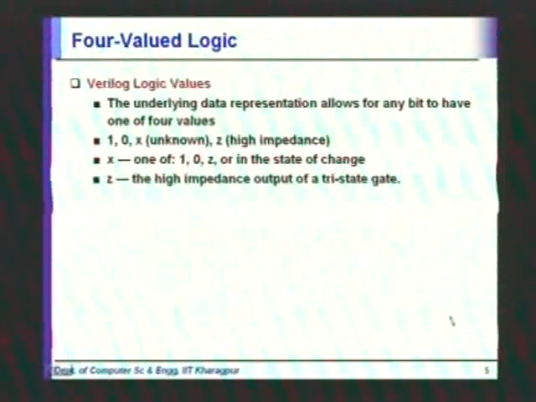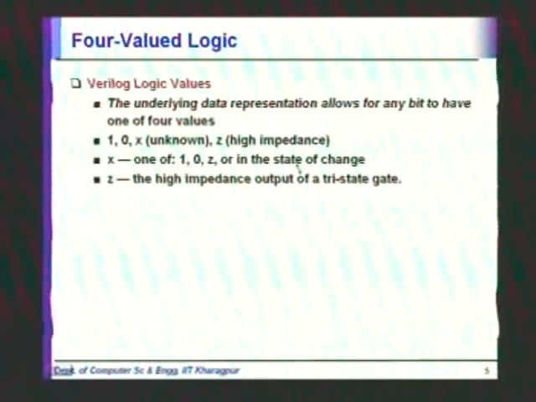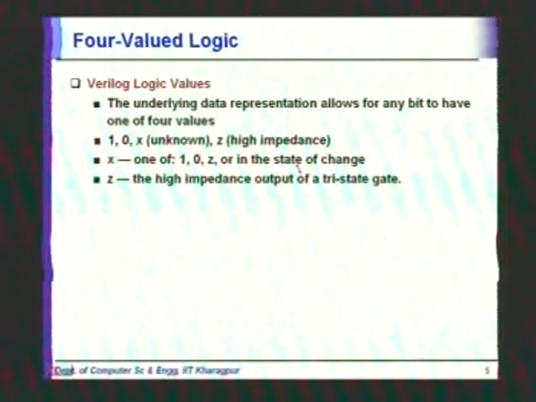Now, in Verilog we have 4-valued logic. What are the logic values? They are 1, 0, X, which stands for unknown, and Z, which stands for high impedance. X is one of 1, 0, Z, or it could even be in the state of change. Okay, but which one of these we don't know. So it is not that it doesn't have a value. It has a value, but which value we don't know. That's why we call it unknown.